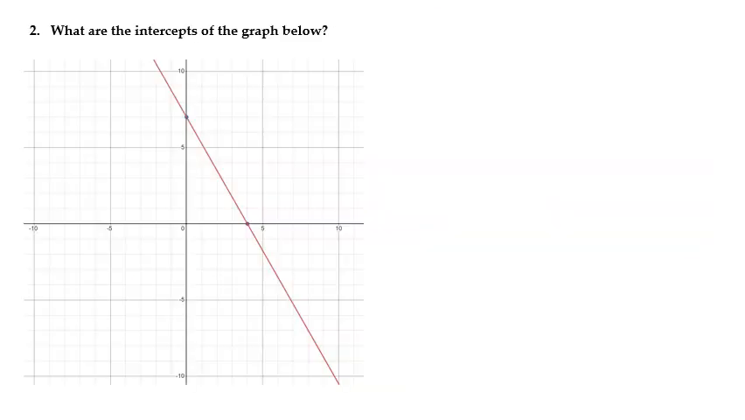Okay, next one's going to be much quicker than the first one, but also hinges on whether or not you know the definition of one of the words in the problem. What are the intercepts? What are the intercepts of the graph below? Well, what is an intercept? What does this word mean? Without the definition, you can't do the problem. So intercepts are points. Intercepts are points on a graph.